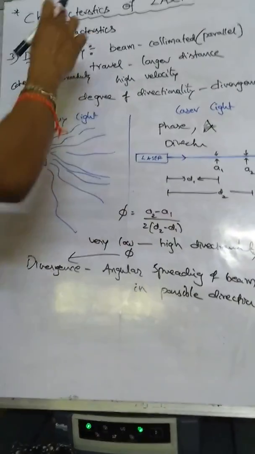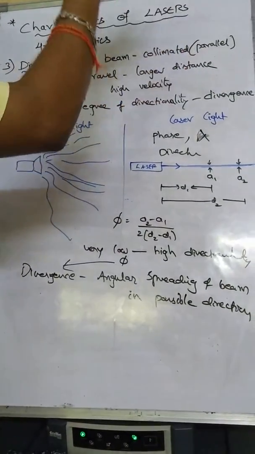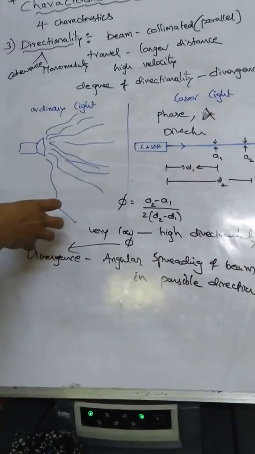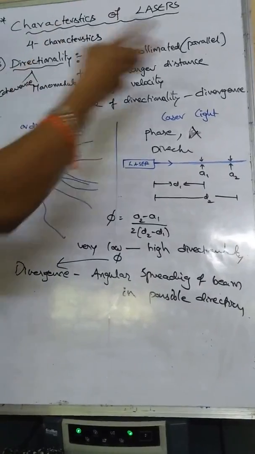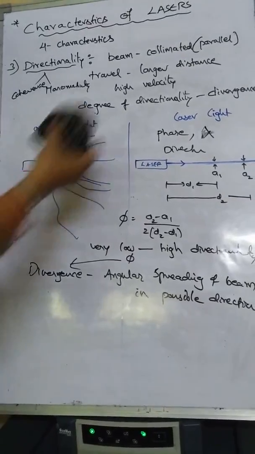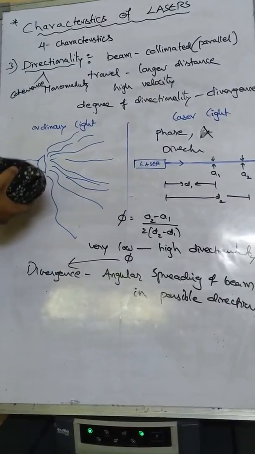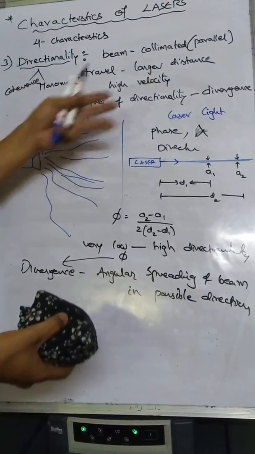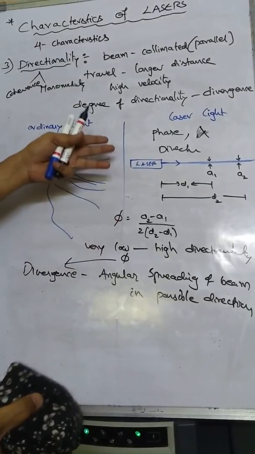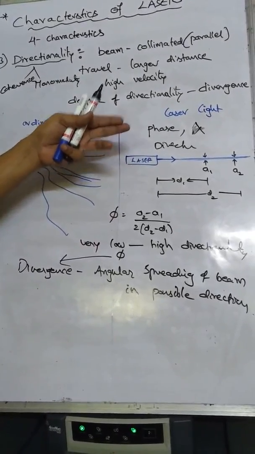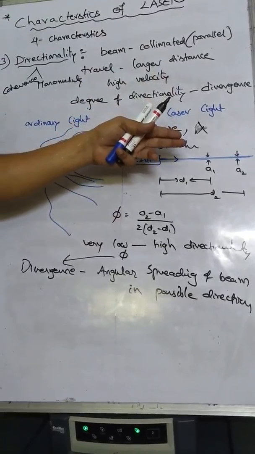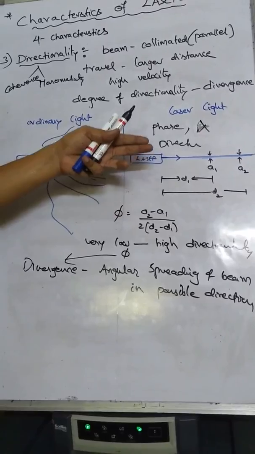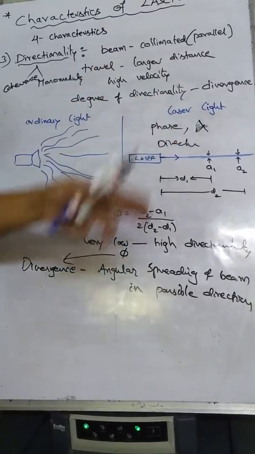So let me go through a review. Directionality is how the beam is collimated and how long a distance it is traveling with a high velocity. The degree of directionality is decided by divergence. In the ordinary light, if you take a torch light, the light waves spread in multiple directions, but in the case of a laser light, the beam propagates in a sharp manner, in a unique direction, where the spreading or divergence of the beam is very low.